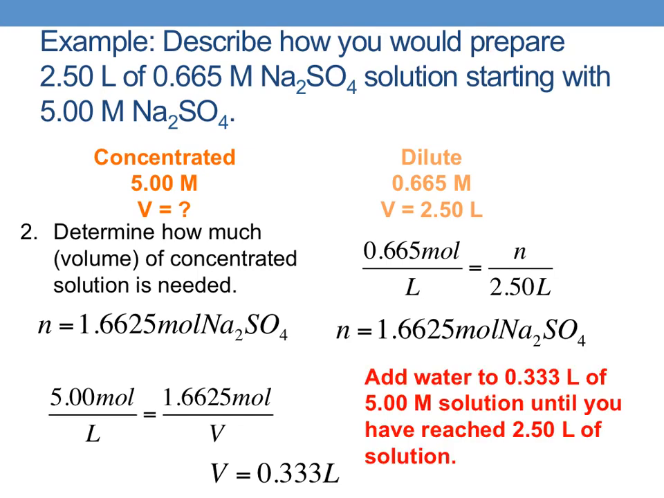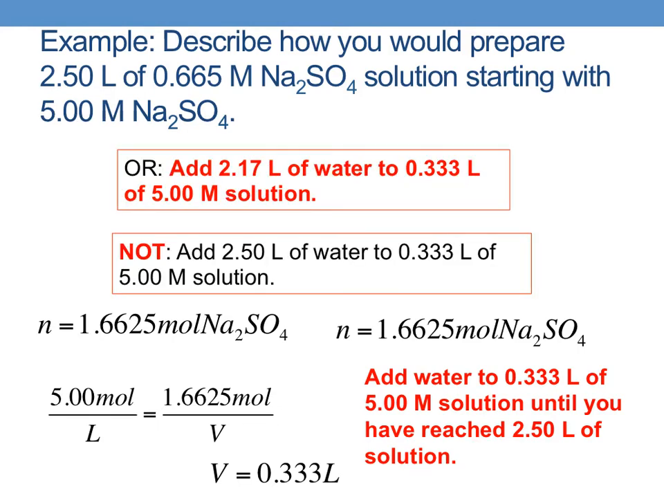So my final answer would then be to add water to our 0.333 liters of 5 molar solution. Continue to add water until you have 2.5 liters of solution. Another way to say that would be to add 2.17 liters of water to 0.333 liters of 5 molar solution. And this 2.17 liters of water came from our total solution, 2.5, minus our 0.333 liters of concentrated solution that we've already added.